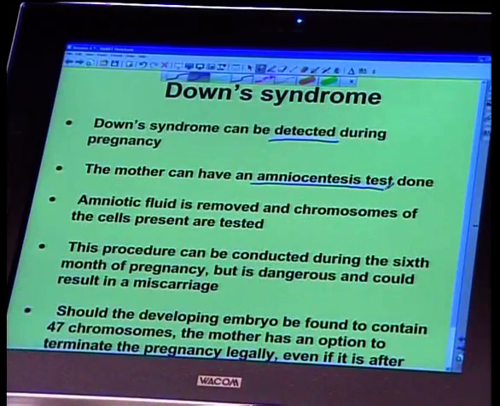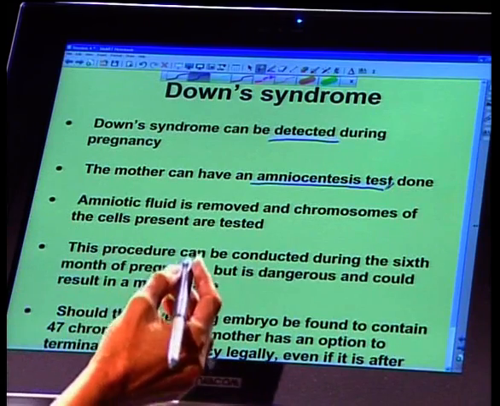It can be detected during pregnancy. That's quite important. The mother has something called an amniocentesis test done. And there they would take a syringe and draw amniotic fluid because it'll be full of cells that have come off the baby's body. And they then check those cells. So it's only if you suspect, which is generally if you are over 40 and you're pregnant, you are going to go and check it.